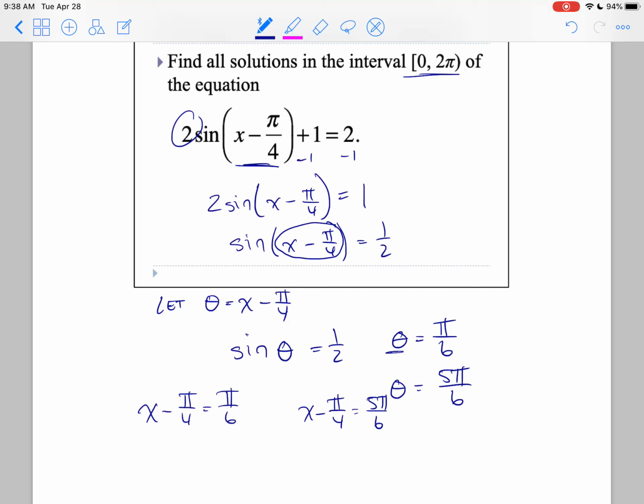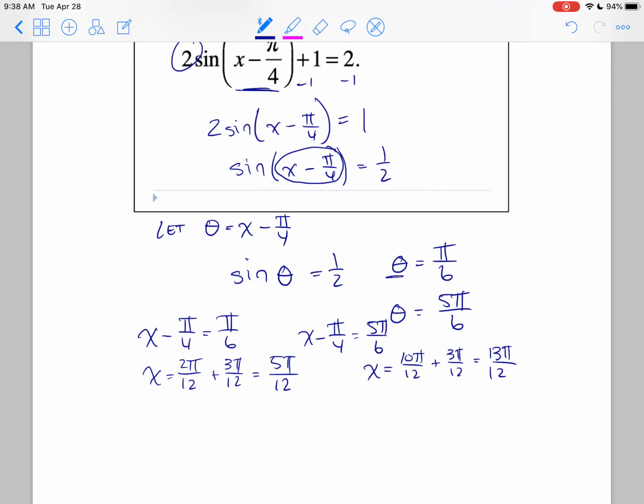Now, if I add pi over 4 to both sides, x equals, common denominator here is going to be 12. So this is actually 2 pi over 12 plus 3 pi over 12 is pi over 4. So that gives me 5 pi over 12. And then if I add pi over 4 over here, that's going to be 10 pi over 12 plus 3 pi over 12. That's going to give me 13 pi over 12. So far, I know that x equals 5 pi over 12 and 13 pi over 12.